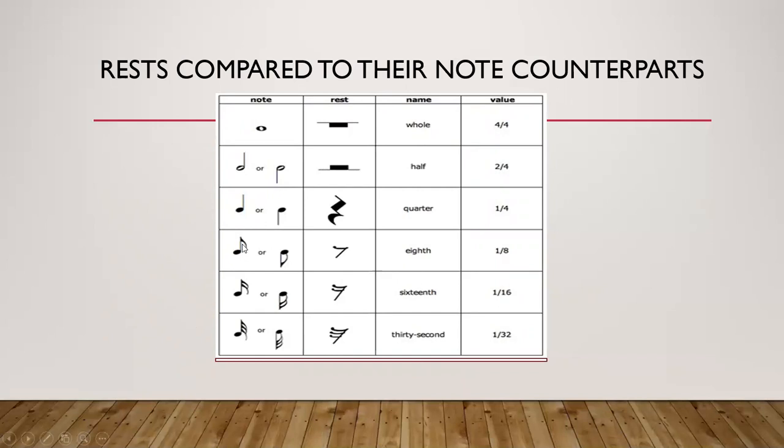8th notes, a single 8th note looks like this, and a single 8th rest looks like this. Notice, single 8th note has 1 flag, single 8th rest has 1 flag. 16th note has 2 flags, 16th rest has 2 flags. Normally you will see these grouped by a beam, but with some rhythmic groups, these are by themselves.